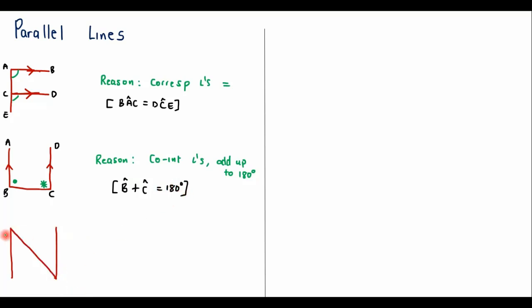And then our final one will be the N shape or the Z shape. Here, these are alternating angles, and alternating angles are equal to one another. So what's the reason? Alternating angles are equal. If I have A, B, C, D, then I will say angle B is equal to angle C, and that is how we end our video on how to approach Euclidean geometry.